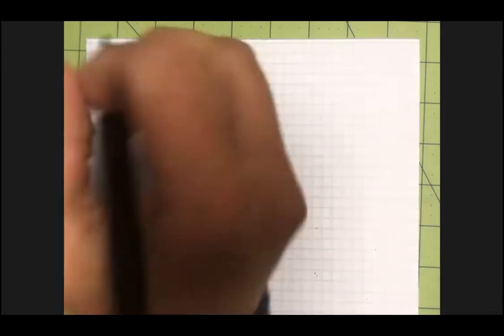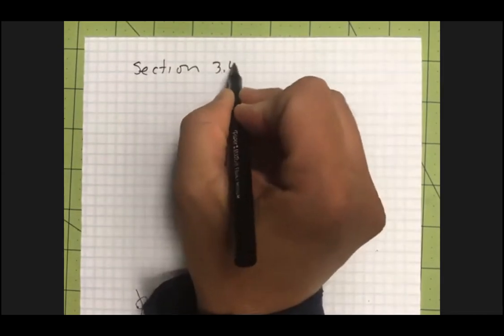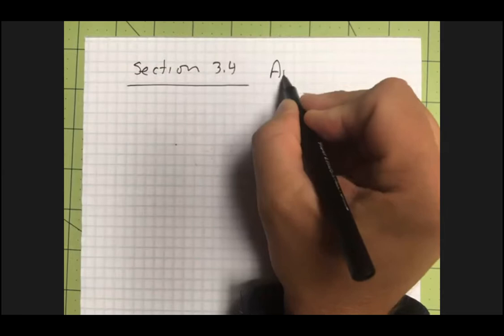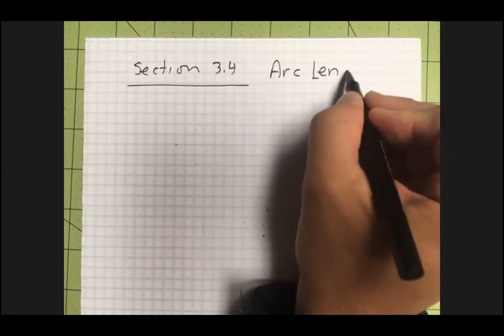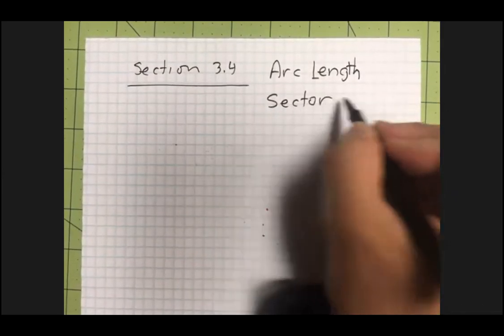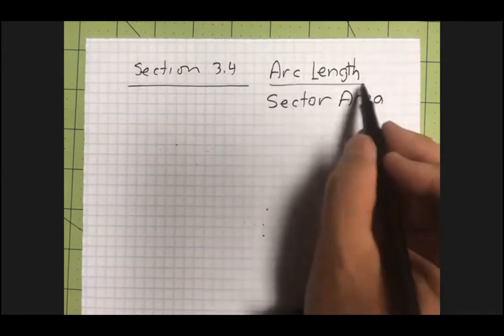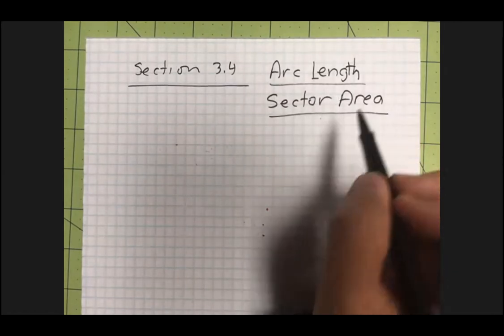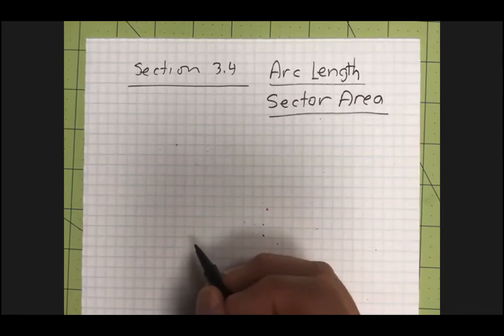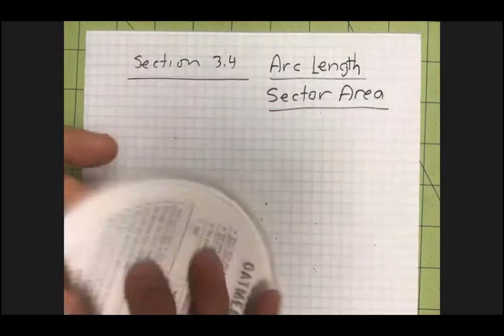Okay, now we're going to finish up what we're doing this week with kind of an interesting application. And this is section 3.4. It's called arc length and sector area. Well, actually, the book calls it length of an arc and area of a sector, but I don't mind which way you say it. So I'm going to draw a circle again, and why not make it a pretty circle?